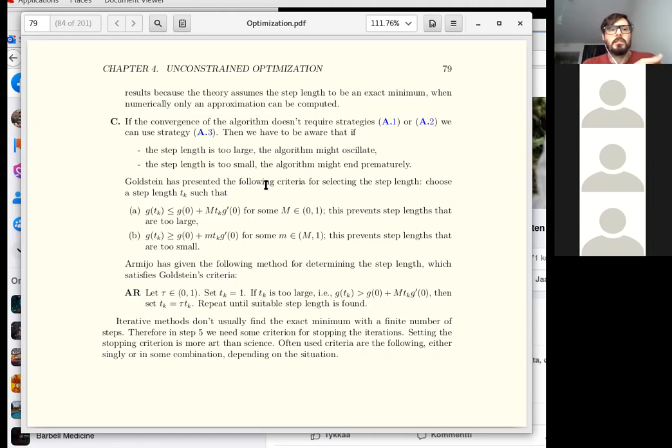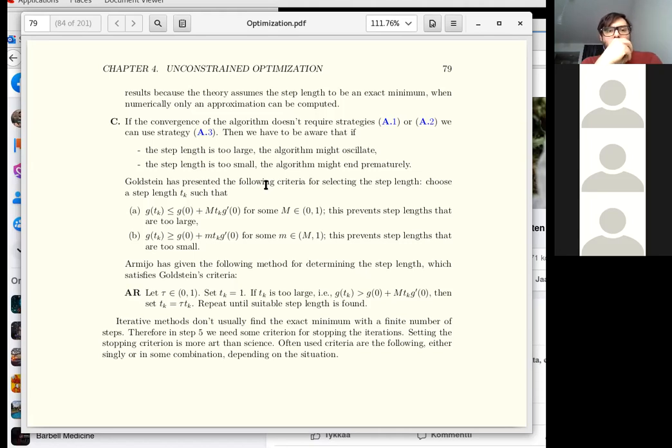If the step length is too small, the algorithm might stop and think that, okay, we can no longer improve. We're trying too small steps, and if the step is too small, we notice that it's no longer changing. The error is no longer going down, so we stop, and then the algorithm ends prematurely.